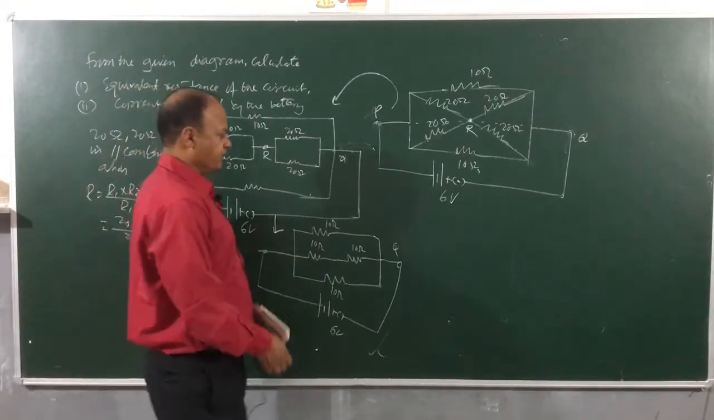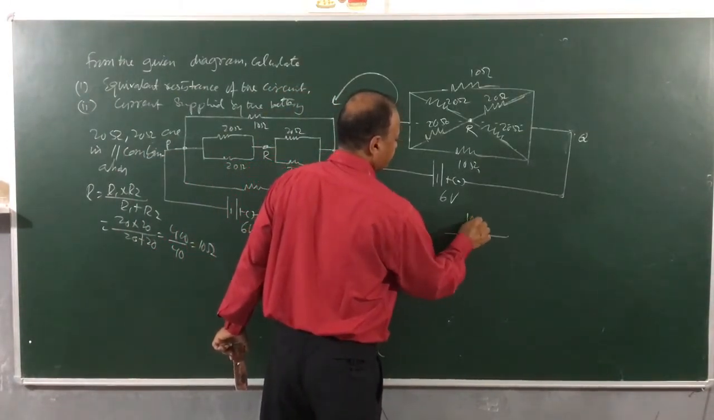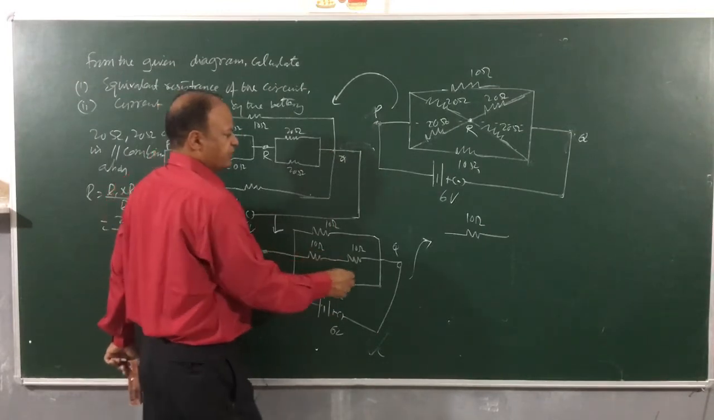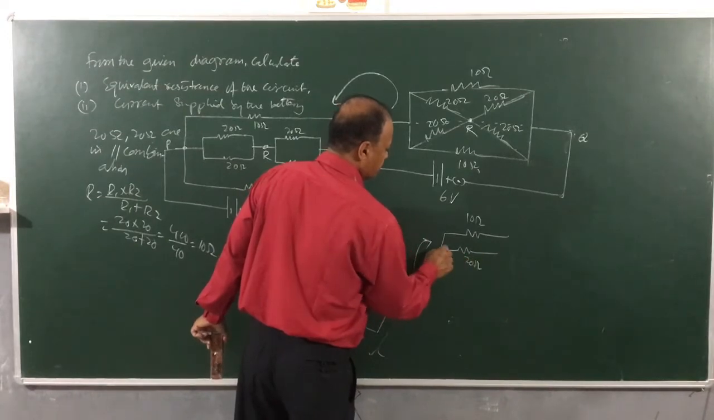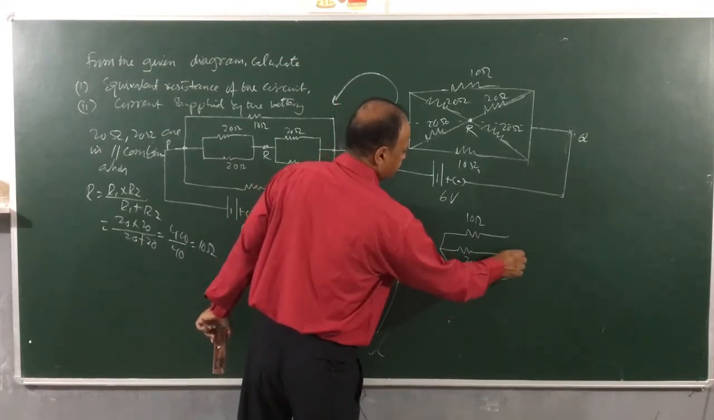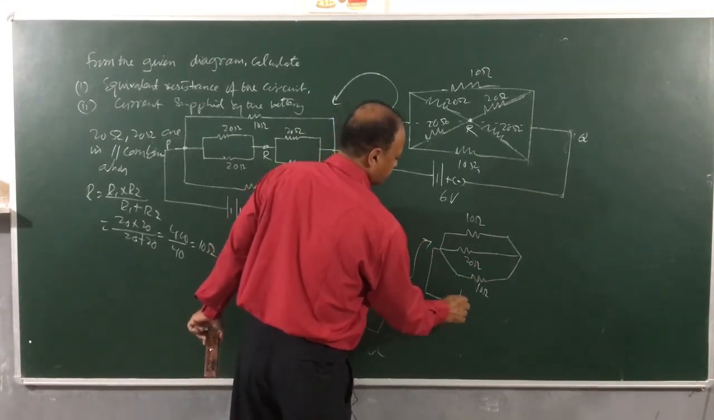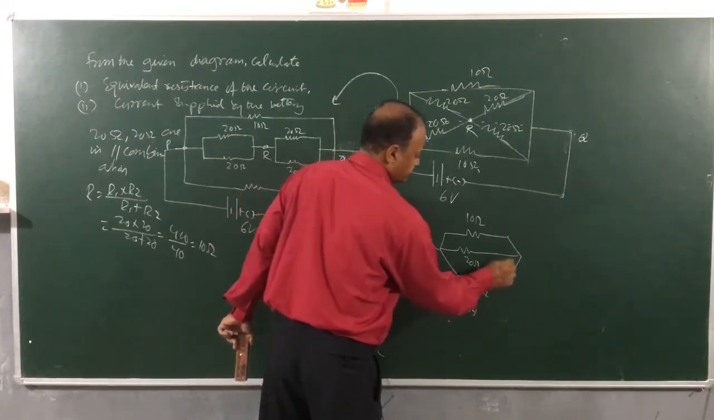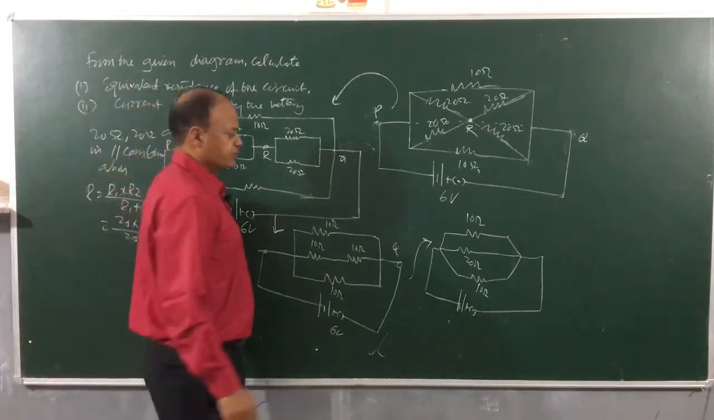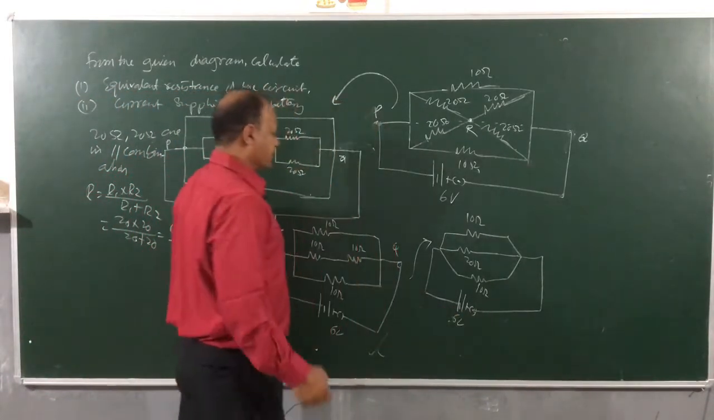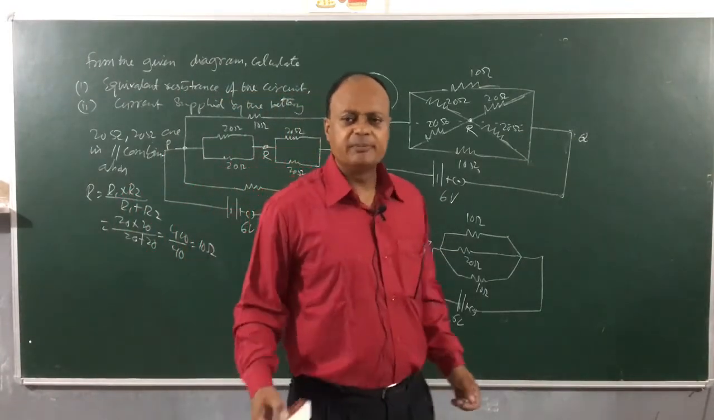So we draw the final circuit now. This is 10 ohm. Series 10 plus 10 is 20 ohms. This is also how many ohms? 10 ohms. Clear? And here is the battery, 6 volts. So you can see clearly, children, that 10 ohm, 20 ohm and 10 ohm, how are they connected? They are connected in parallel.